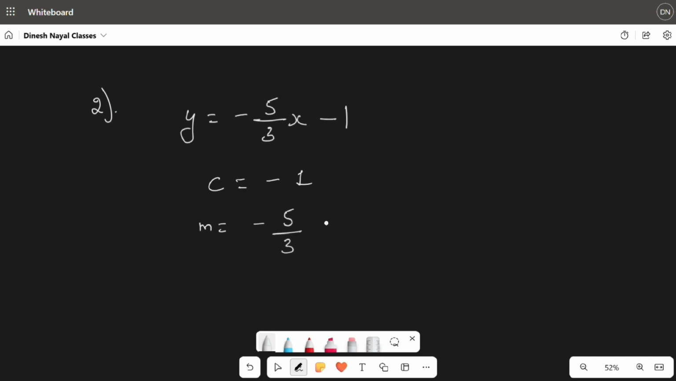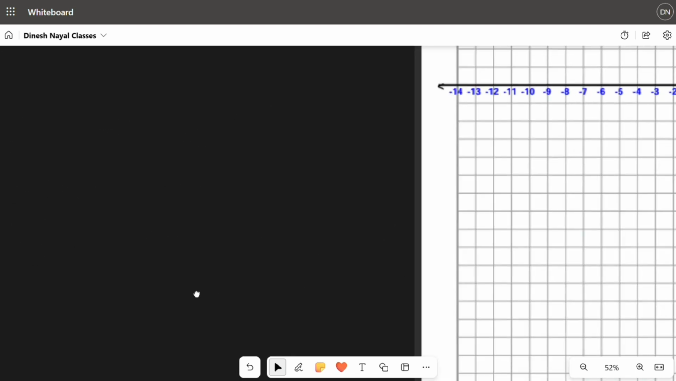The gradient, which we know is y by x. So see, x is positive but y is negative. That means positive x means we move 3 steps towards the right, and y is negative, so we'll move 5 steps downward. So let's go to the graph.